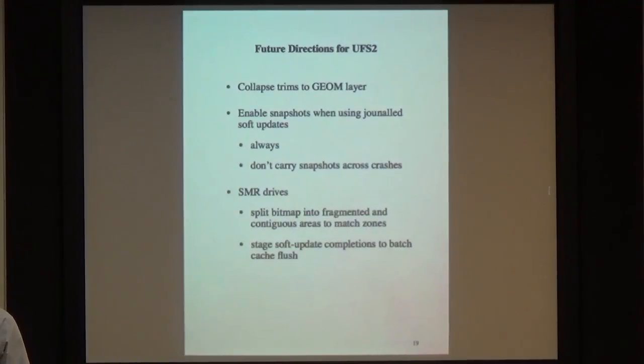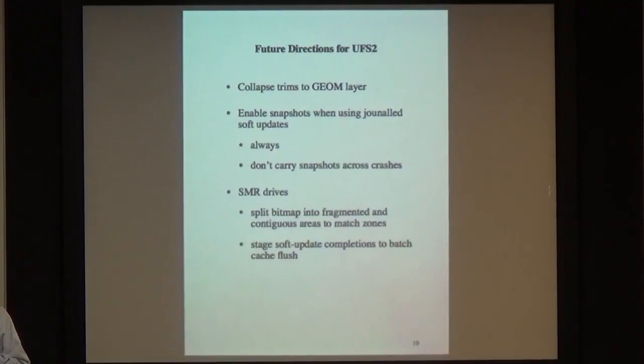At the moment, you can either have journaled soft updates, or you can have snapshots. And the reason is because the journaling doesn't know how to keep the snapshots correct. Every time you free a block, you need to ask each snapshot if it wants it. And you can't actually free it until there's no snapshot that wants it. So the journaling doesn't know how to deal with that.